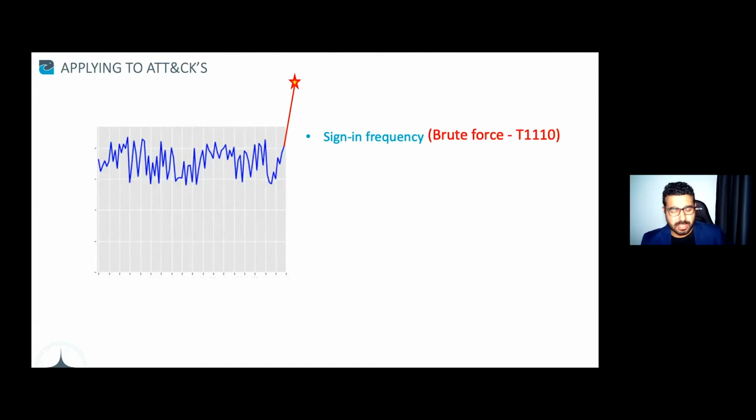Well, I know this guy. This may be a brute force, because this abnormal point is clearly a brute force. Or I just need to investigate further.